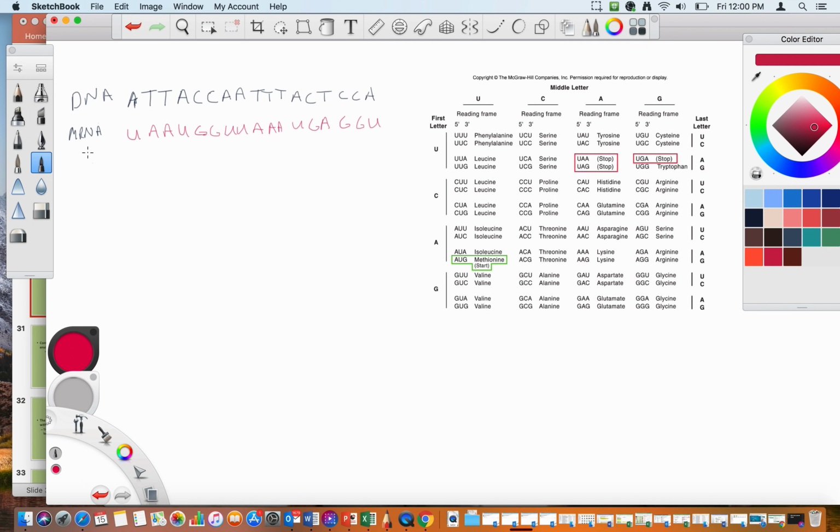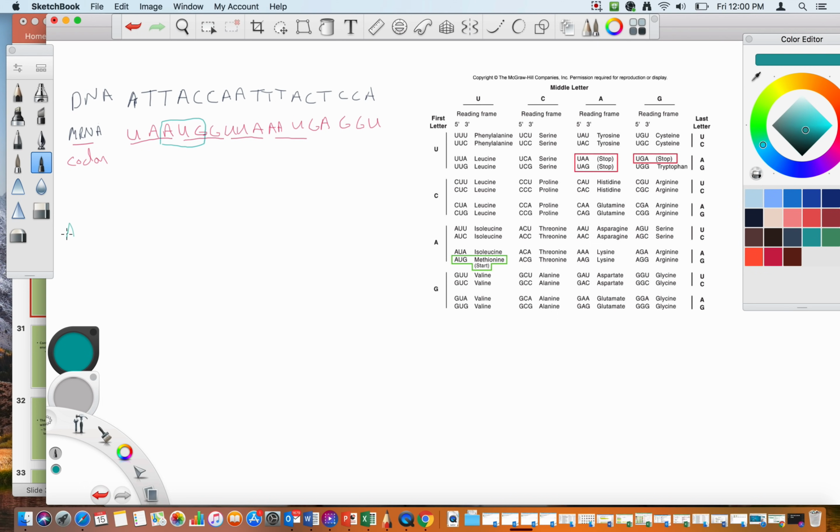All right, so now we have our messenger RNA. And the messenger RNA is the codon. So technically, UAA is a codon, UGG is a codon, UUA is a codon, AUU, and so on. So each 3 are a codon. But what we need to do is look for the start sequence. We need to look for the first AUG. The first AUG is our start sequence.